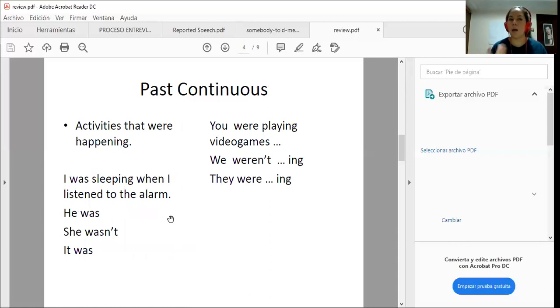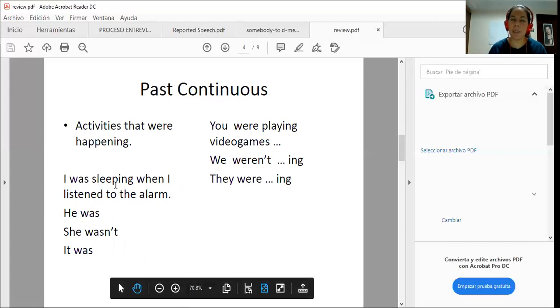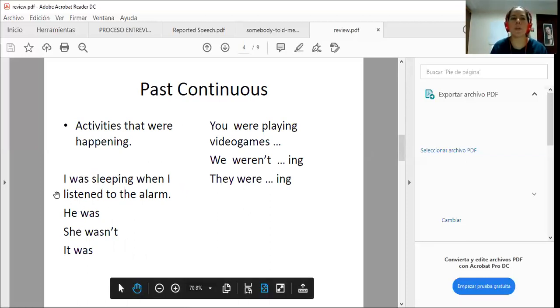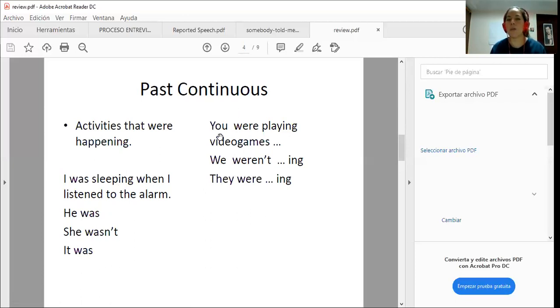Past continuous. Well, this structure, we use it for activities that were happening at the moment. For example, "I was sleeping when I listened to the alarm." An activity was happening and another, boom, interrupted it. Okay, we're going to divide them in two with the pronouns I, he, she, it, and you, we, they. With this, we use what? Was or wasn't, and the verb with ing, and with you, we, they, we use what? Were or weren't, and the verb with ing.